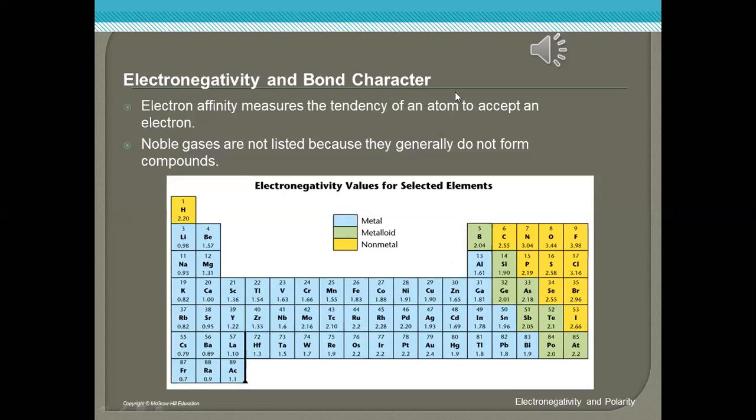Now, electronegativity and bond character. Electron affinity measures the tendency of an atom to accept an electron. Noble gases are not listed. Why is the noble gas not listed in this table?